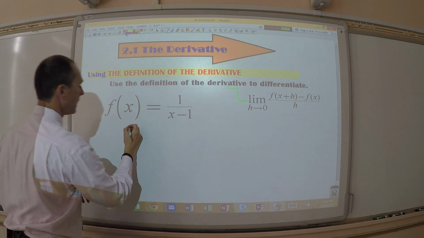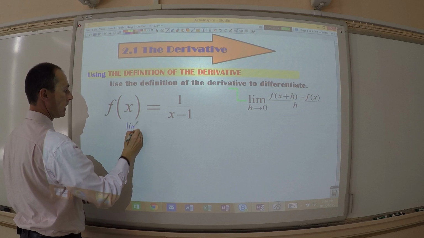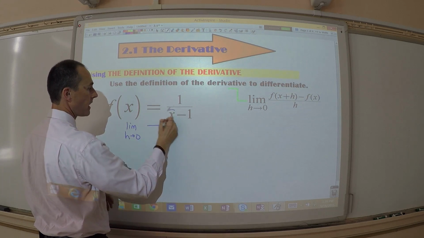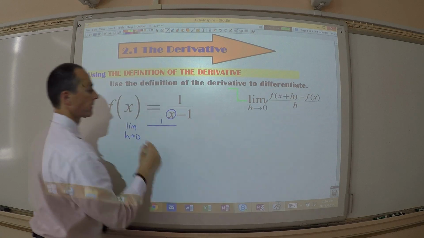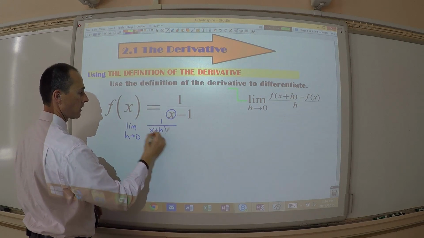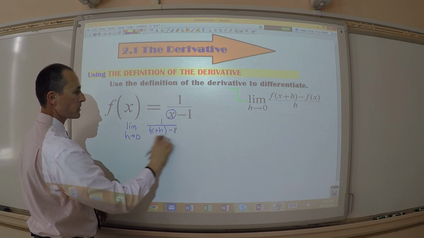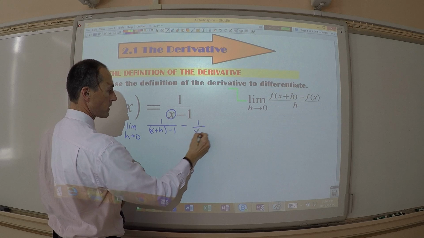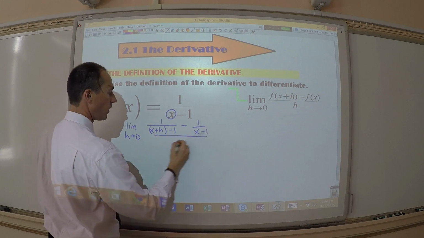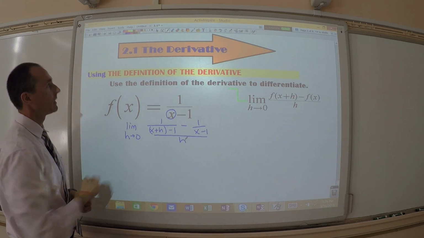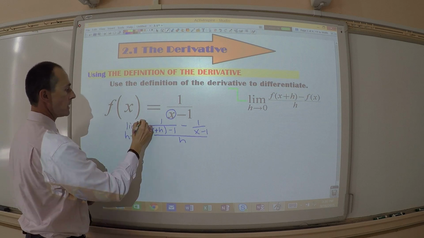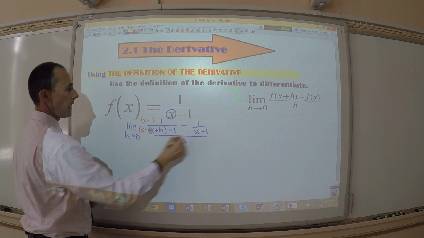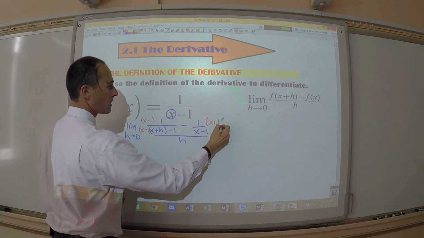So we start off by saying the limit as h approaches 0 of 1 over, now instead of x, we need to replace it with x plus h. So this expression right here represents f of x plus h. Now we take away from that the original expression, and of course we place all of that over h. Now we're going to have to find a common denominator here, which means this would have to be multiplied by x minus 1, and this would have to be multiplied by x plus h minus 1.